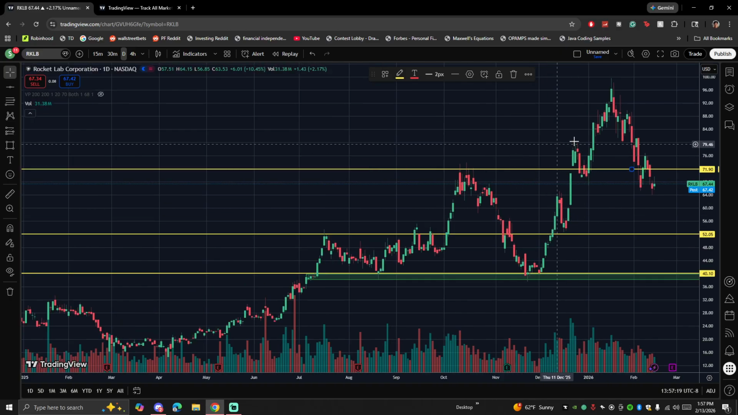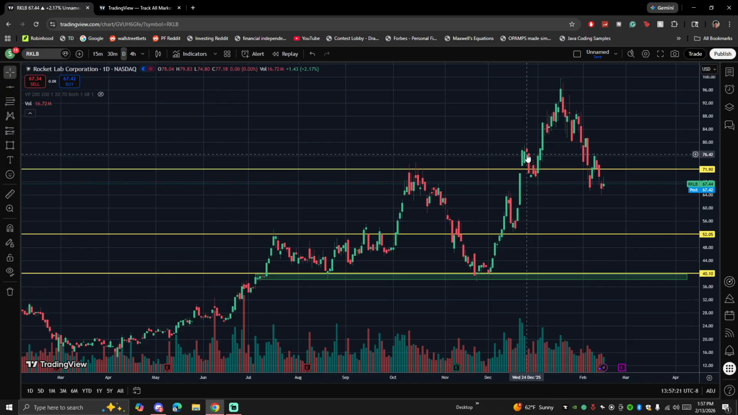But Rocket Lab in this instance was going through what we call price discovery, where it's creating new highs. So the market and traders don't necessarily know where the highs will stop and where the retrace will also stop, right? So then you kind of are somewhat guessing where that pullback will occur, right?